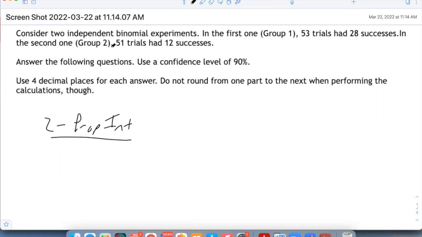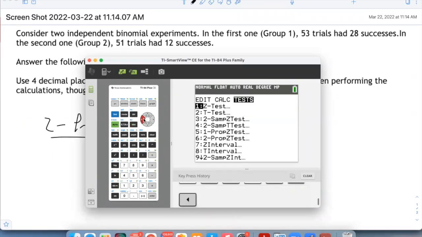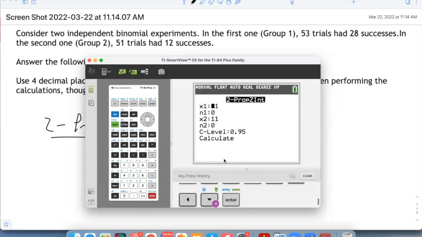So I know what button to use before I even get too far. I can come here into stat, over to tests. I'm looking for a button that says 2-prop interval. That's button B. Remember, on test 3, you're only going to use 5, 6, A, and B. Write that down, 5, 6, A, and B. And see, I can come here and see exactly what I need to figure out to get the answers. I'm going to need 2 X's and 2 N's and my confidence level.